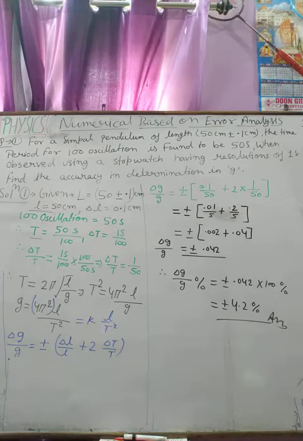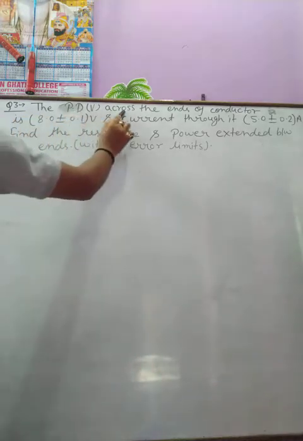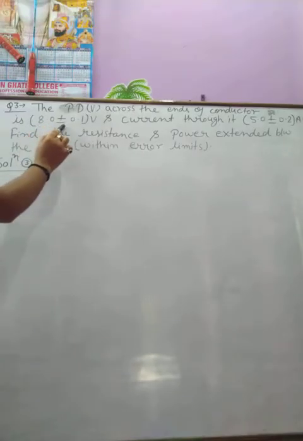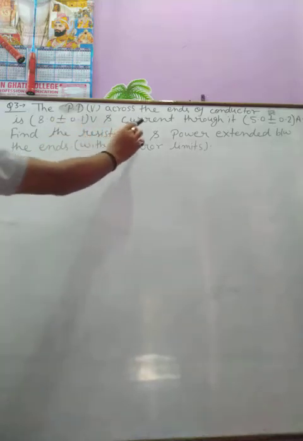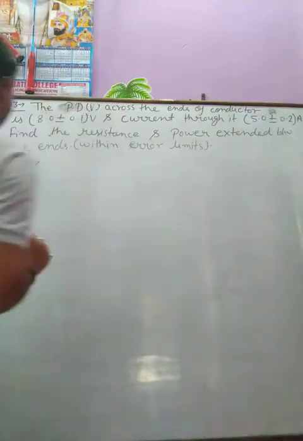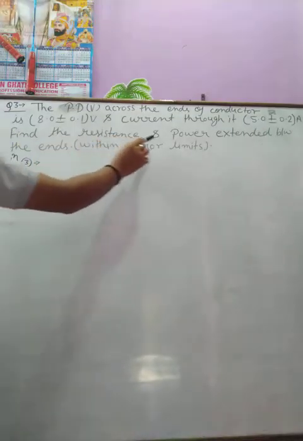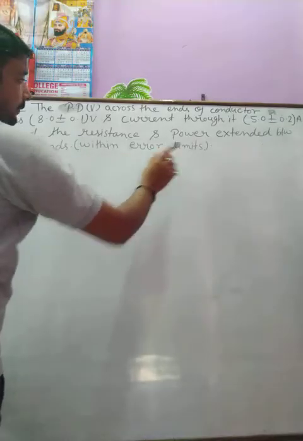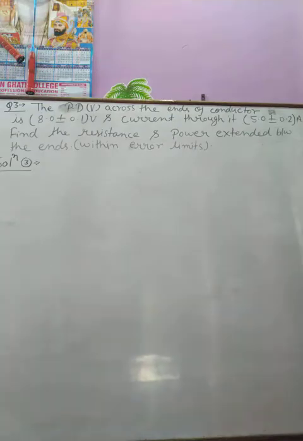Now we take the next problem. We have, students, solution number 3. In this we have the potential difference across the ends of a conductor is 8 plus minus 0.1 volt and the current through it is 5 plus minus 0.2 ampere. Find the resistance and power between the ends within error limit. Okay, this we have to calculate here.